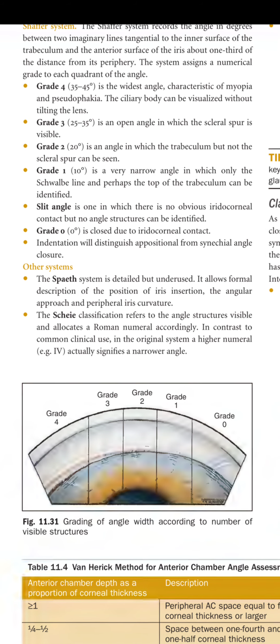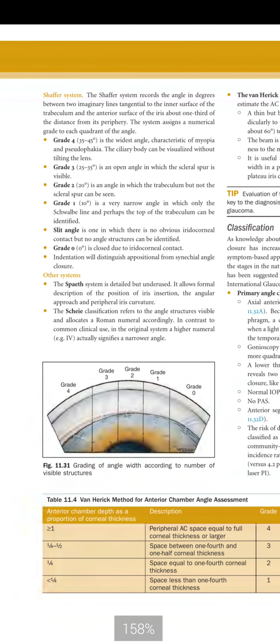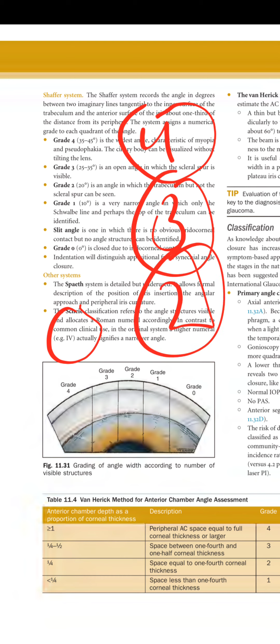Next is the Scheie classification. It refers to the angle structures visible and allocates a Roman numeral accordingly, in contrast to common clinical use. In the original system, the higher numerical value, 4, actually signifies the narrow angle. Basically, we give 4 to an open angle, but in the Scheie older classification system, 4 is considered a closed angle. So it has the same system: if 4 structures are visible, it is grade 4. If 3 structures are visible, grade 3. If 2 structures are visible, grade 2. And if 1 structure is visible, grade 1.